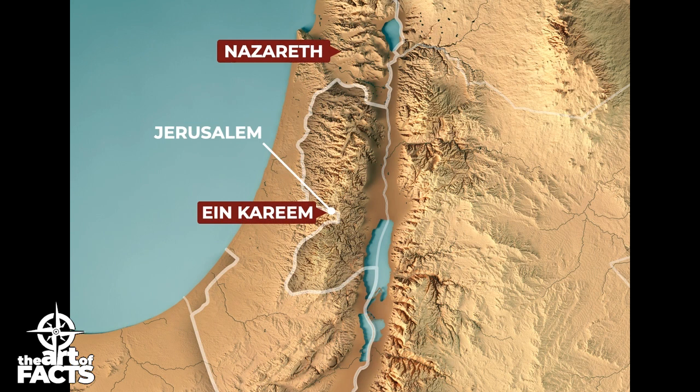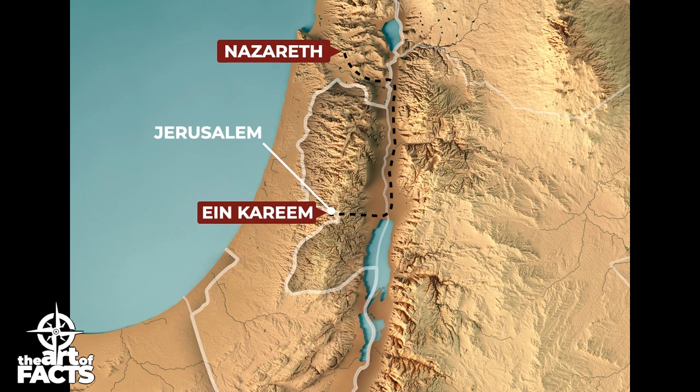Nazareth is about 60 miles away from Ein Karim, but Mary would not have traveled a direct route because in between Jerusalem and Nazareth was Samaria. And the Samaritans were heretics and half-breeds, and they were pretty hated by the Jews. They were hated so much that Mary would have traveled around Samaria.